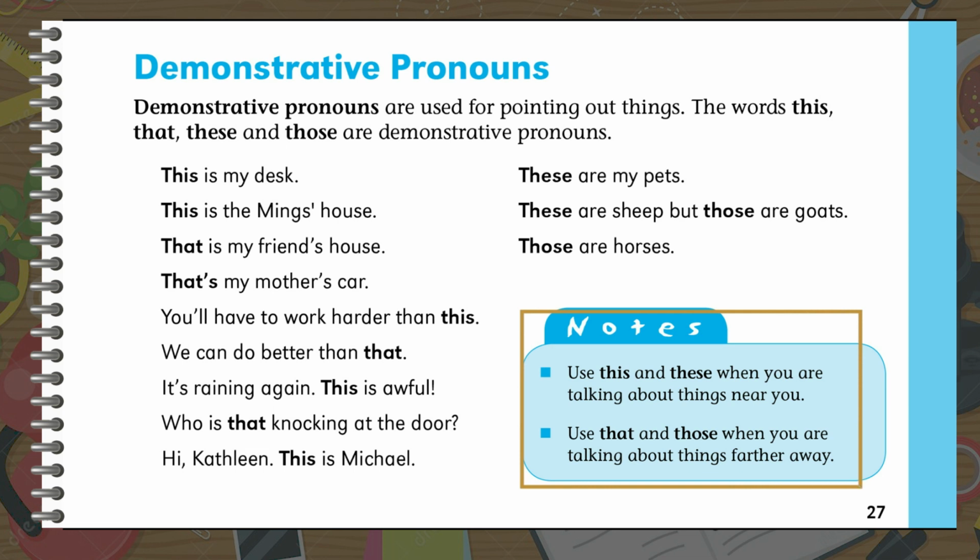Use this and these when you are talking about things near you. Use that and those when you are talking about things farther away.